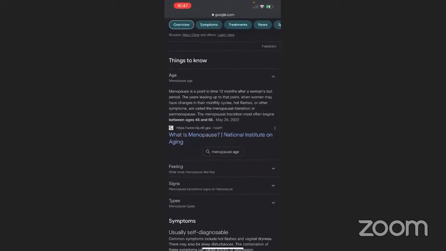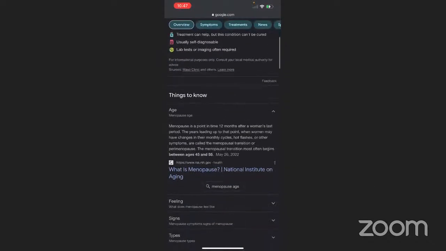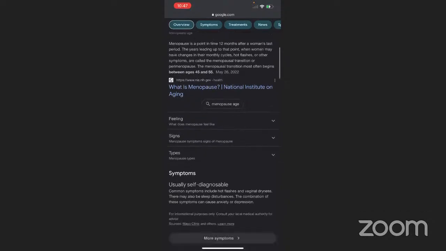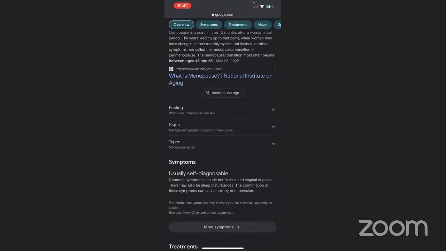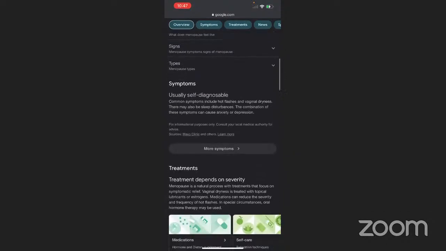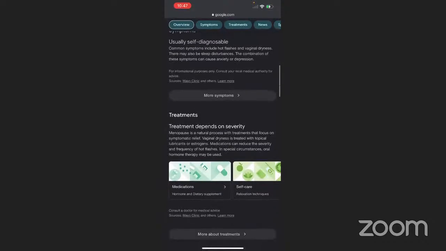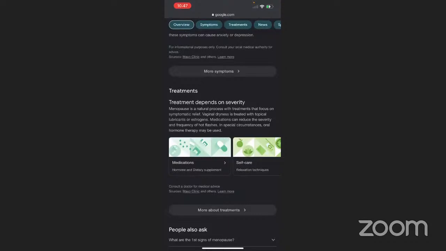You will find out one of it, if you look here, is what is menopause? Okay, National Institute on Aging, telling you briefly what menopause is all about. And it says menopause is a point in time, 12 months after a woman's last period. All right, you just look at feelings, signs, types, symptoms. Okay, treatment depends on severity. So this also tells you something briefly about menopause.